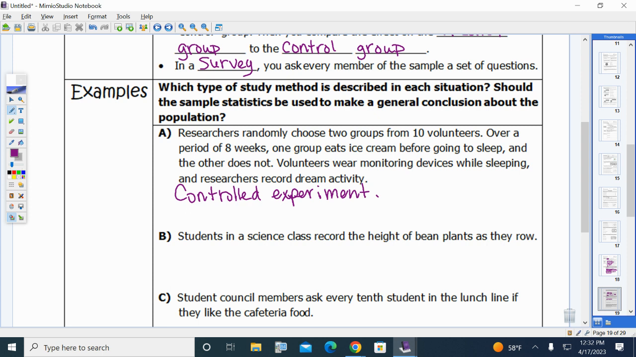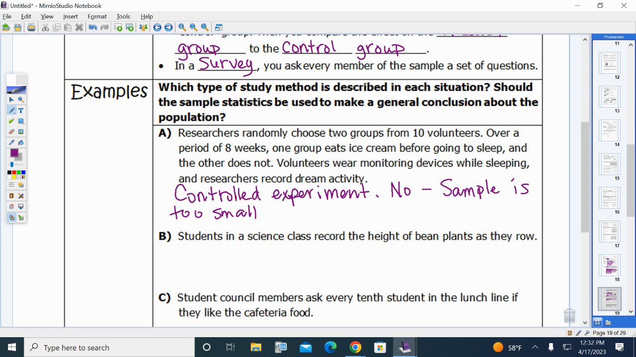Should the sample statistics be used to make a general conclusion about the population? No. I don't think that we should make any conclusions here about the data that is collected, for a couple of reasons actually. Number one, your sample is too small. And that's going to mean that whatever you collect is going to be unreliable.